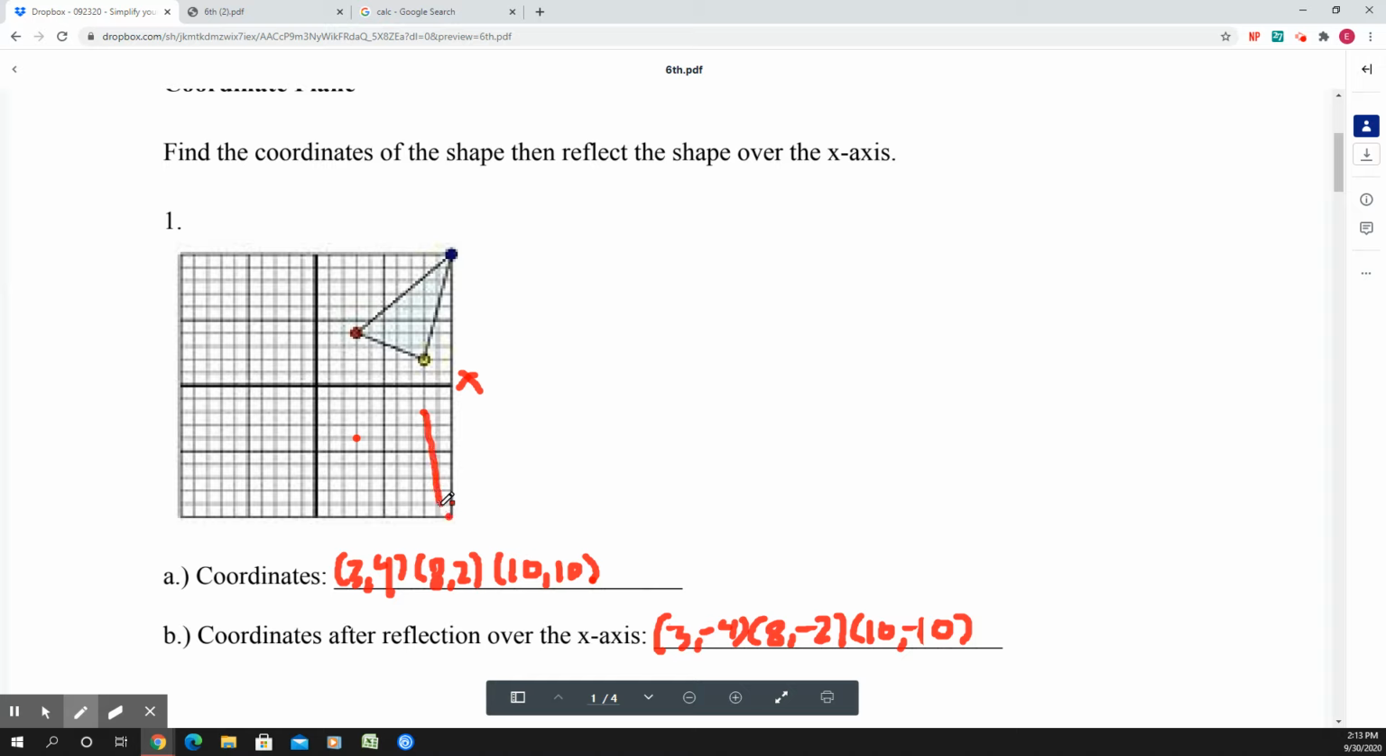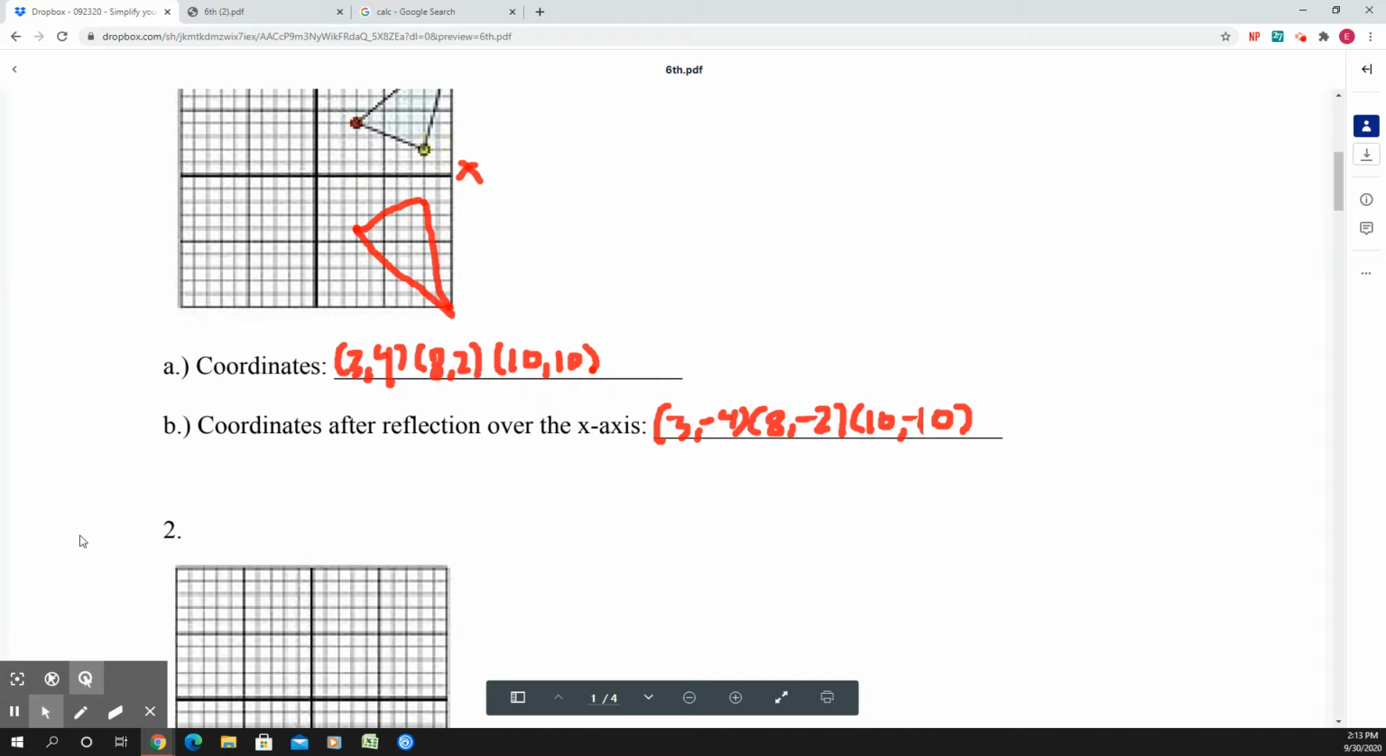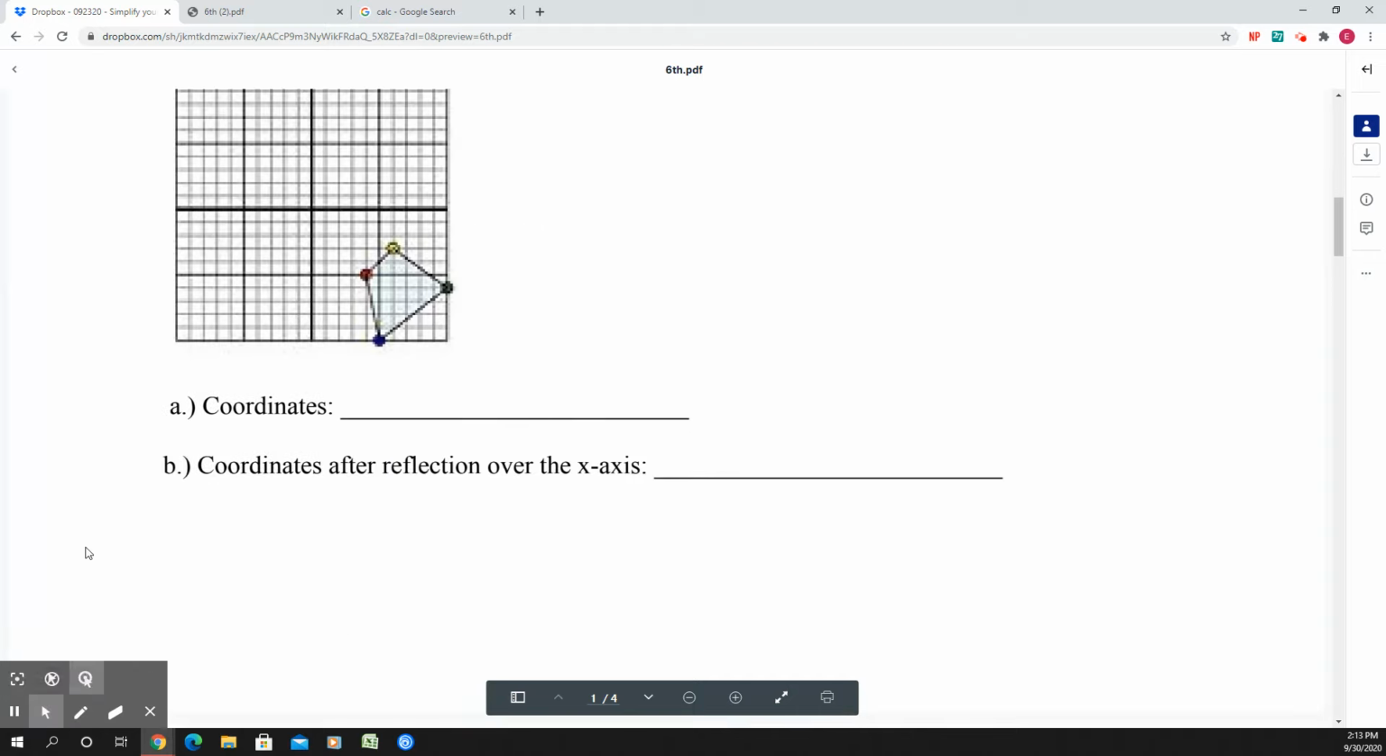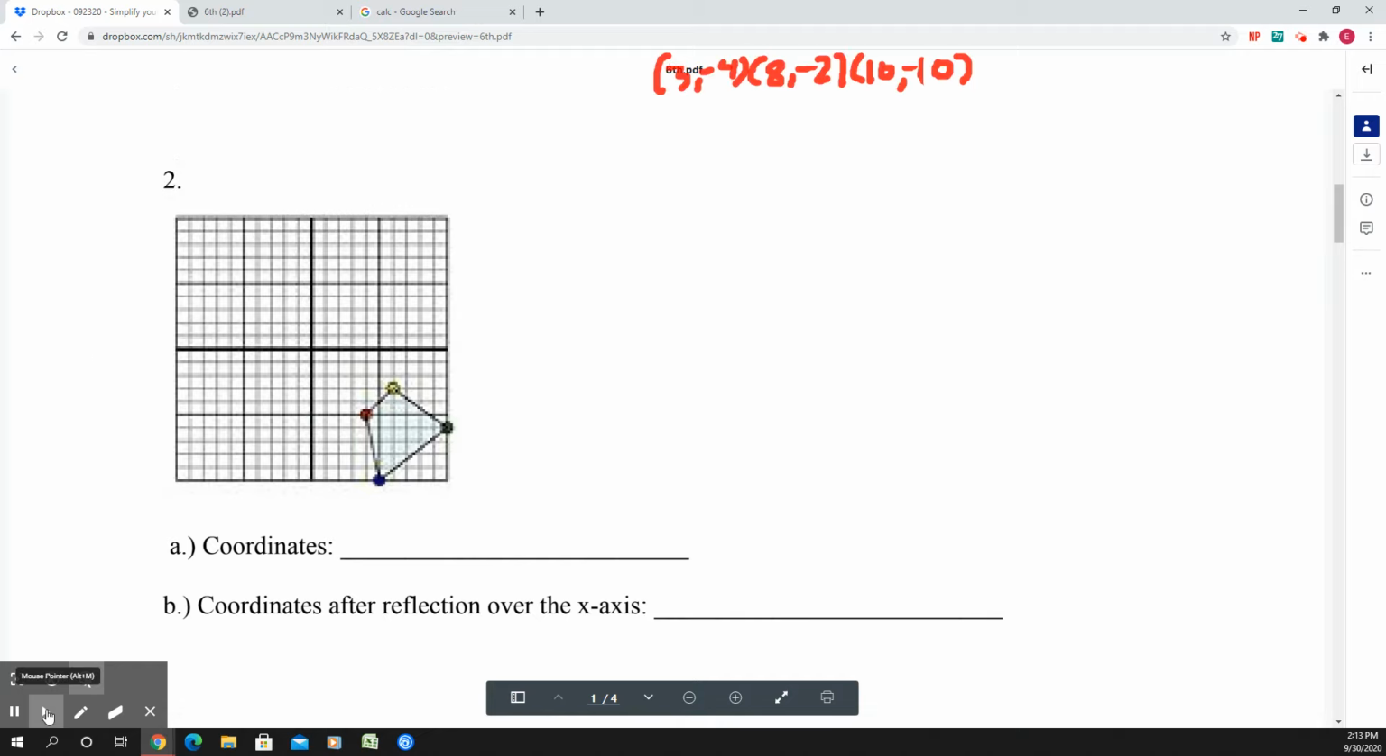So it would look a little something like this. And yeah, if you look at the points, it's 3, negative 4, 8, negative 2, 10, negative 10, which is exactly what we got. If we go down, we see this, and it's the same for this. It would be 6, negative 3, 4, negative 5, 5, negative 10, and 10, negative 6.